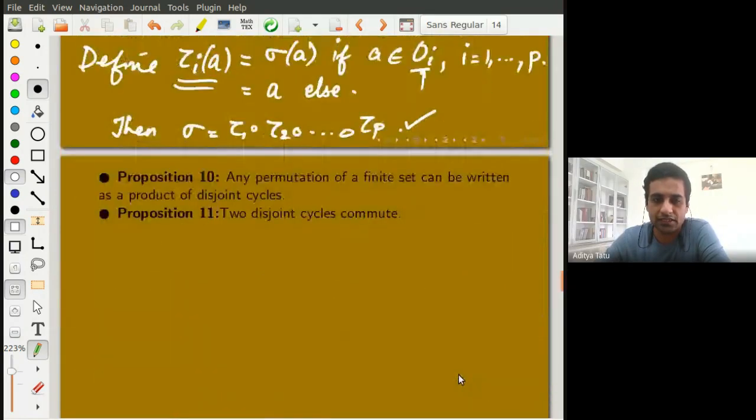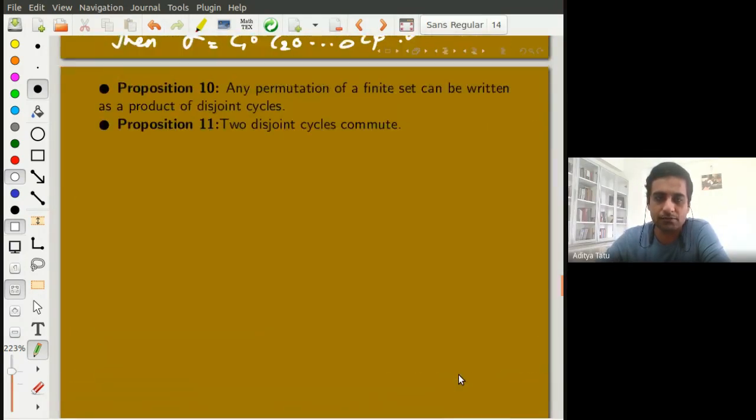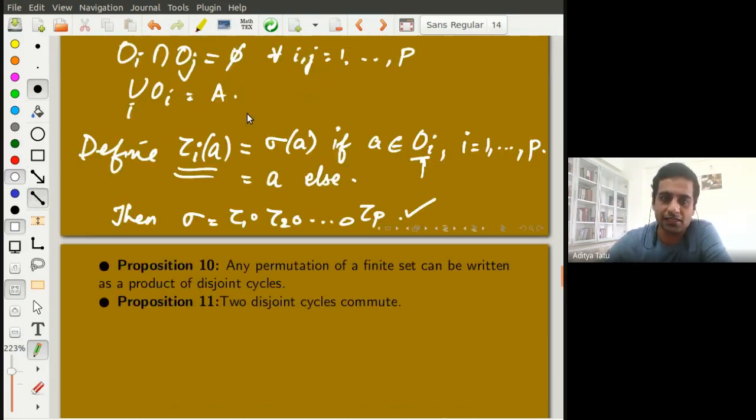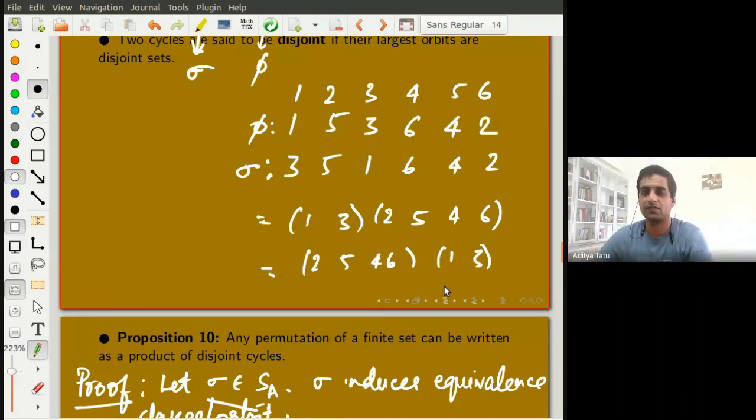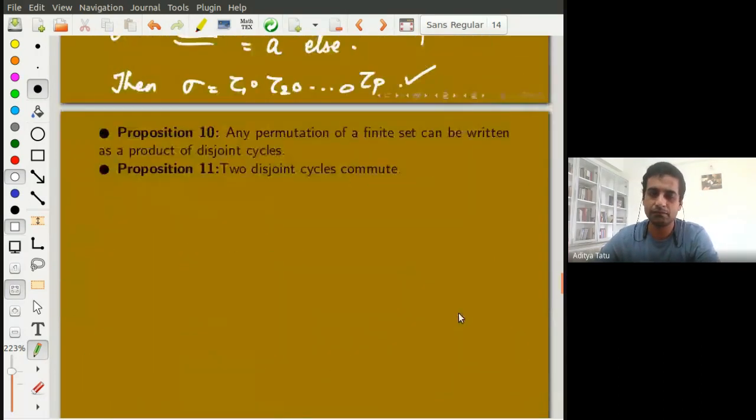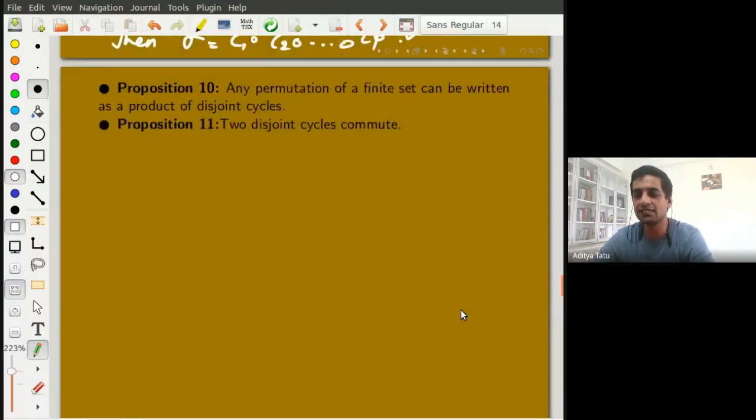Okay. So let's go to the next proposition, proposition 11. As we sort of found out in that example, these two cycles commuted. This is the same as this one. And this is not only true for this specific example, it's true for any cycles as far as the cycles are disjoint. Fine. So how do we prove this?